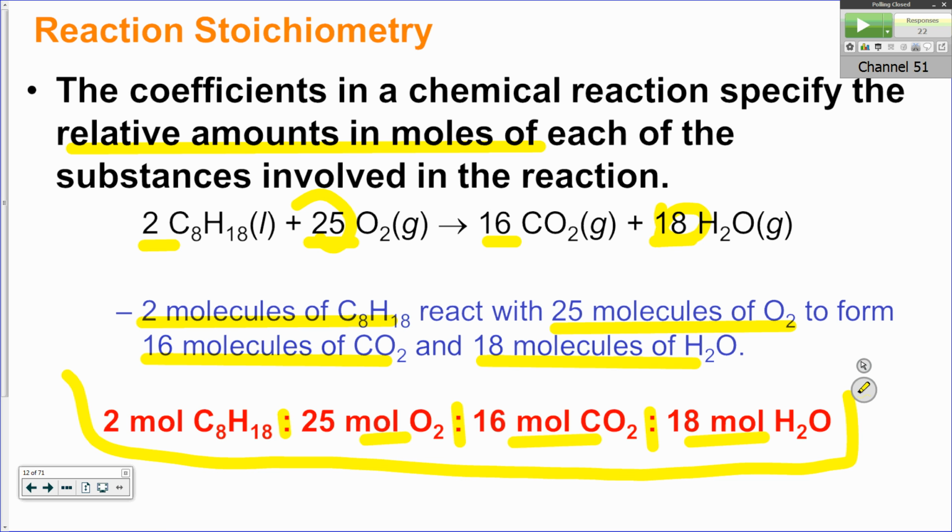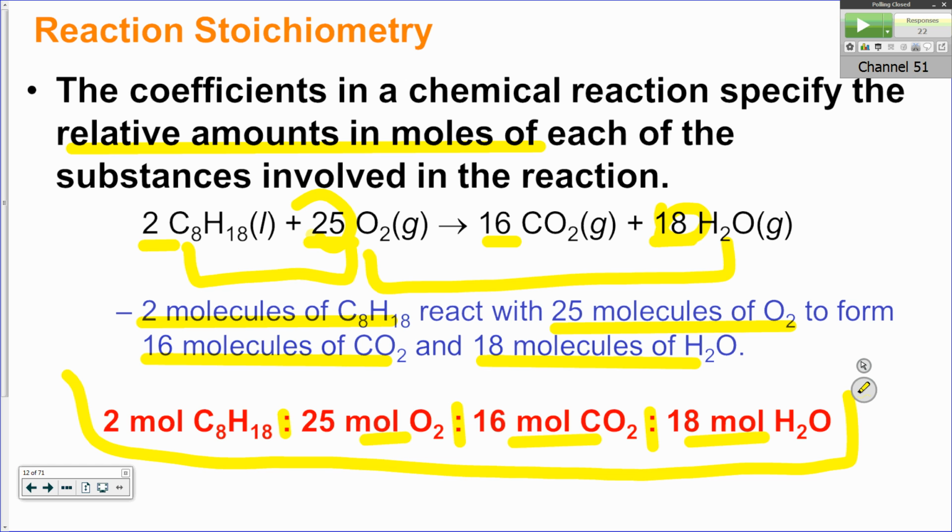If I wanted to know the relationship between octane and oxygen, it's 2 to 25. If I wanted to know what it is between oxygen and water, it's 25 to 18. I've got those coefficients telling me the mathematical relationship between any reactants or products in that system. As long as I've got the balanced reaction, I'm there.